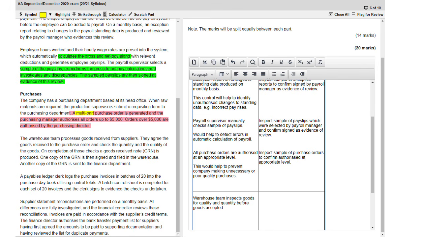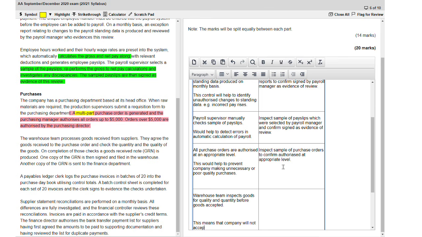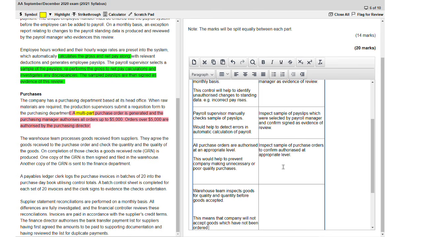What's the point of that? The point of it is, of course, that they will not accept goods of inferior quality or goods that have not been ordered. So this means that the company will not accept goods which have not been ordered or of poor quality.